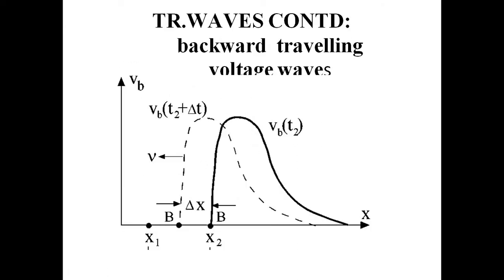The next one, backward travelling voltage waves. Then the y-axis will be represented for backward voltage and the x-axis is represented for the distance. Then x1 is the forward direction to backward direction, travelling in the distance from the original wave. Then x2 is the original travelling backward wave, with change with respect to time Vb (t2 plus del t). That means the change in the time with respect to the backward travelling waves.